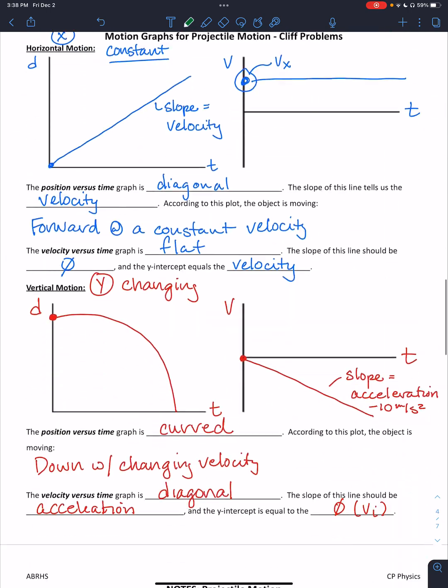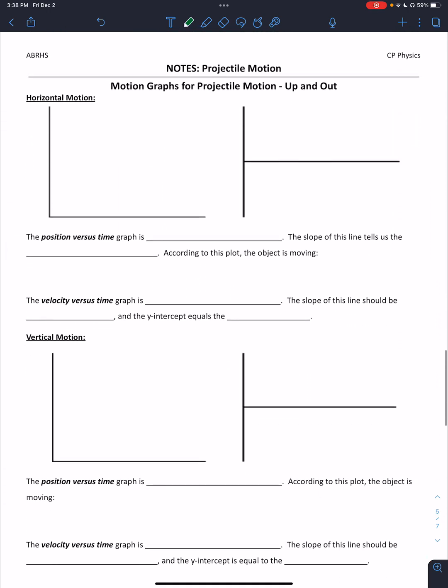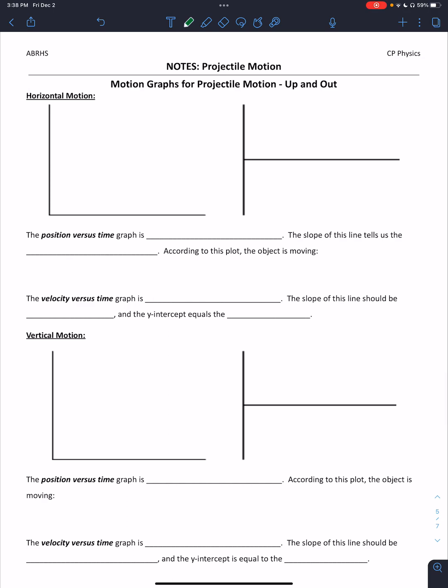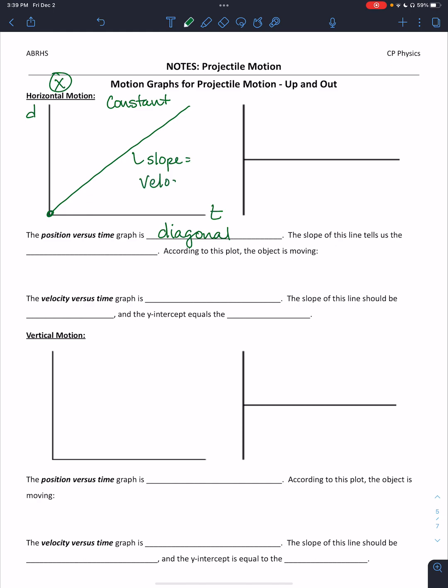We already did graphs dealing with a clip problem. So now let's look at what those graphs would look like if we're talking about an up and out problem. You're going to see some similarities, particularly the horizontal motion. This is our x component, and it is constant. That means for our position versus time graph, we're going to see it move in a diagonal way, and our slope, just like we saw with our clip problem, is equal to the velocity of that motion.